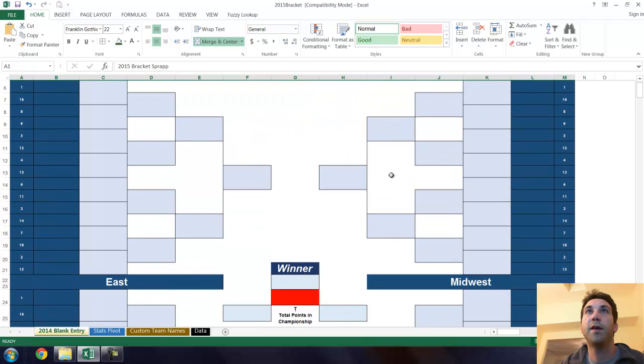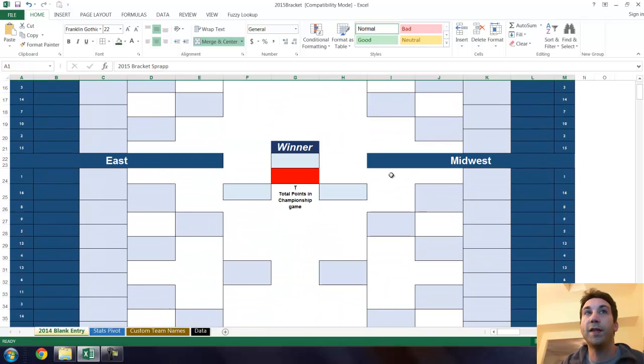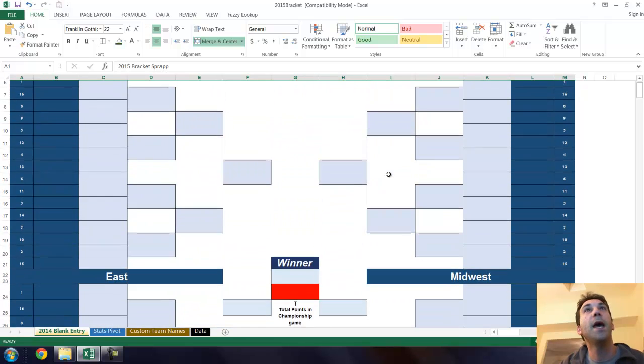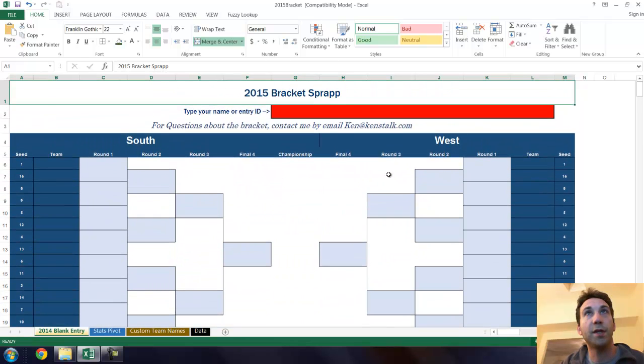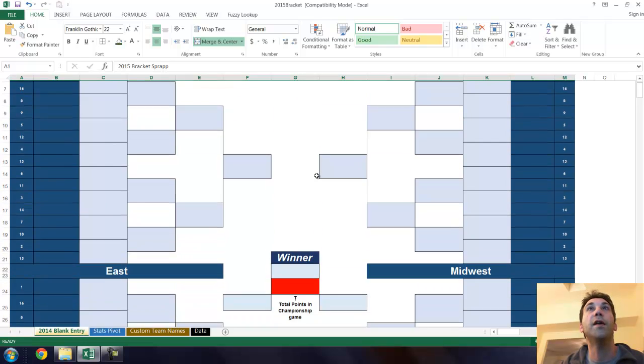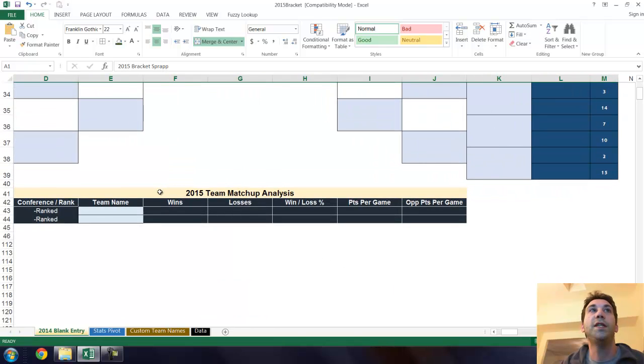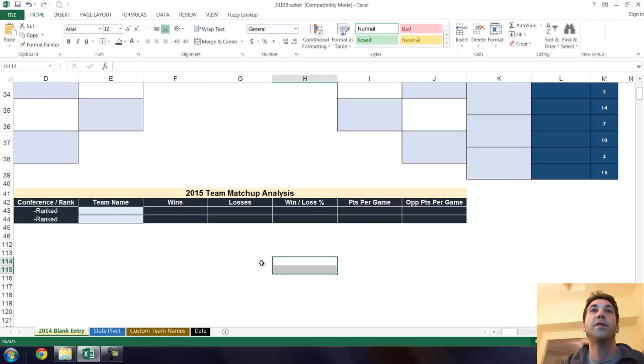And we've got the file prepped for the new year, even though the selections don't happen until March 15th. And I've added some things here so that when the teams are announced on March 15th and everyone starts downloading the file, there's a little fun area in here called Team Matchup Analysis. I've been asked to do this before. Help pick the winners, right?